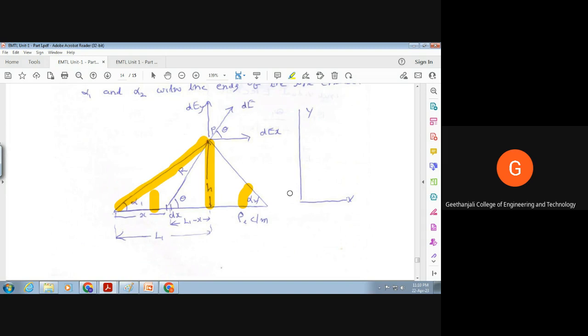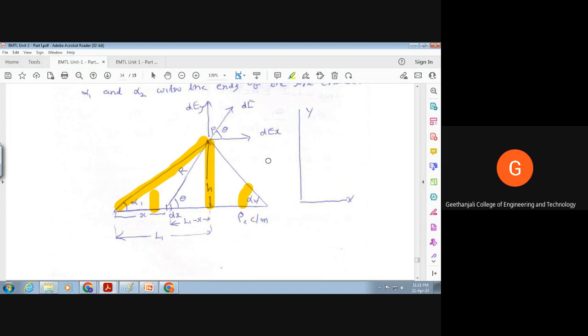Assume that the line charge is placed along the x-axis and this is the y-axis. Point P lies in the xy plane. So once you assume that point P lies in the xy plane, all these lines which I have indicated here, the line joining point P to one end of the line charge, similarly point P to the other end of the line charge, this H, all these three lines lie in the xy plane.